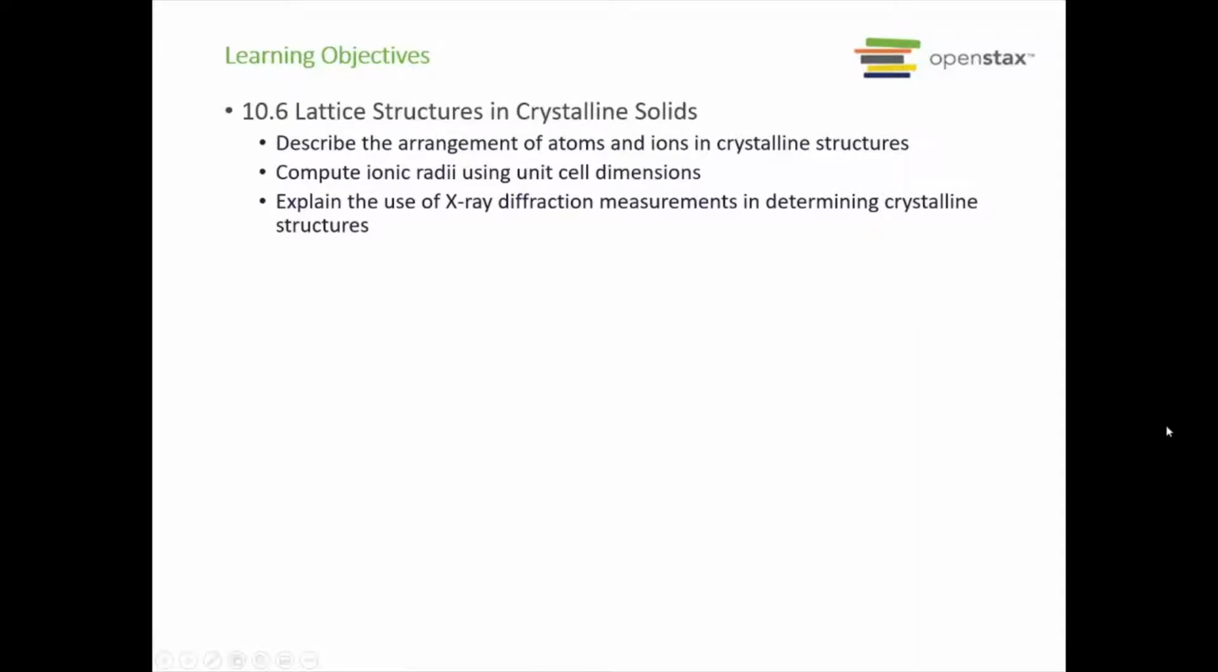We're finishing up chapter 10 now with 10.6, lattice structures in crystalline solids. Here we're going to describe the arrangement of atoms and ions in crystalline structures, compute ionic radii using unit cell dimensions, and explain the use of X-ray diffraction measurements in determining crystalline structures.